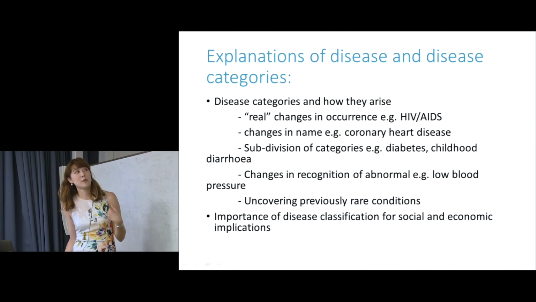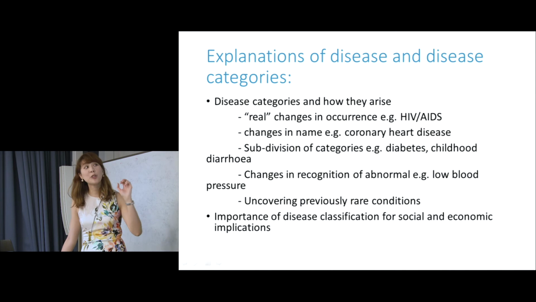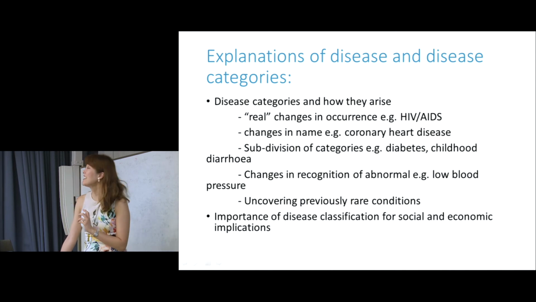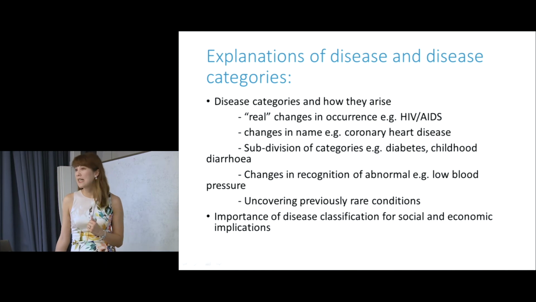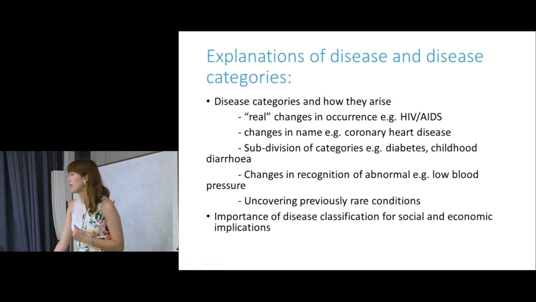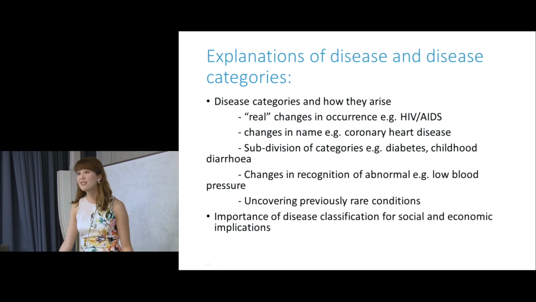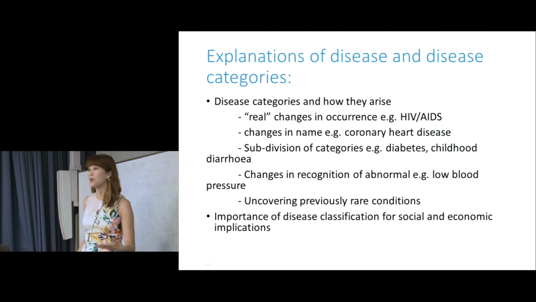But some examples of what these might be. Real changes in occurrence, HIV/AIDS. Jia Sensei works in that field. Before the 1980s, no one had heard of that before. It didn't exist. It's a real disease that emerged. SARS, similarly, in our lifetime, that was a new disease. Or new in that we've recognized it.